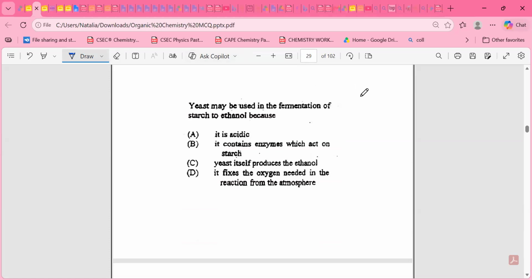Yeast may be used in the fermentation of starch to ethanol because it contains enzymes which act on starch.